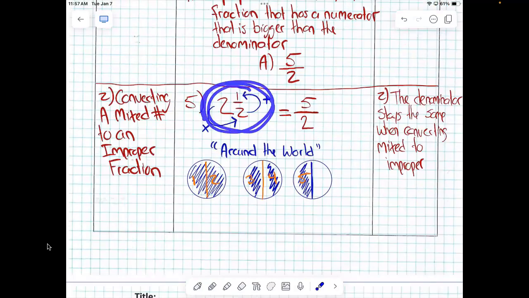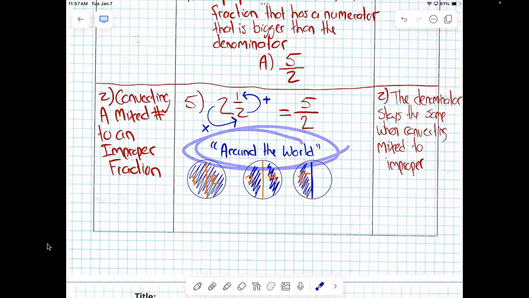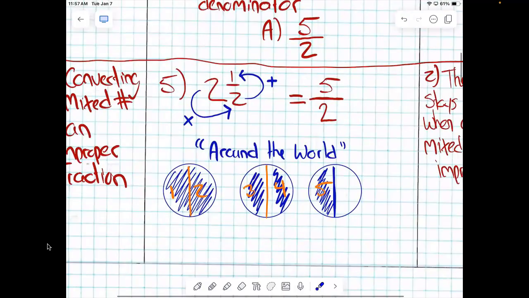Is this a mixed number? Yes. Can I change it into an improper fraction? Yes. They're the exact same value, right? Yes. The process we use is called what? Around the world. Around the world works like this.